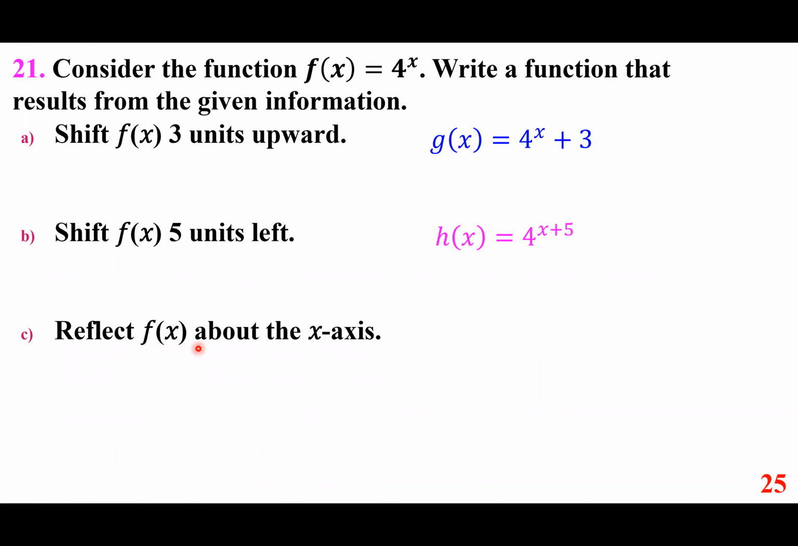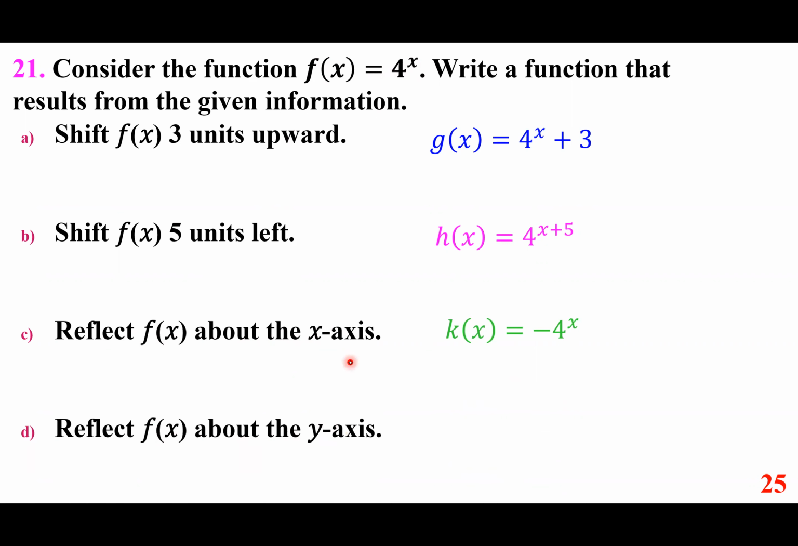Going back to the original function, we want to reflect it about the x-axis. And so we put a negative sign in front of 4 to the power of x. And finally, we want to reflect it about the y-axis. Again, we are going back to the original one. So that means we're going to change the x to minus x. I'm giving them just different names: g of x, h of x, k of x, l of x.